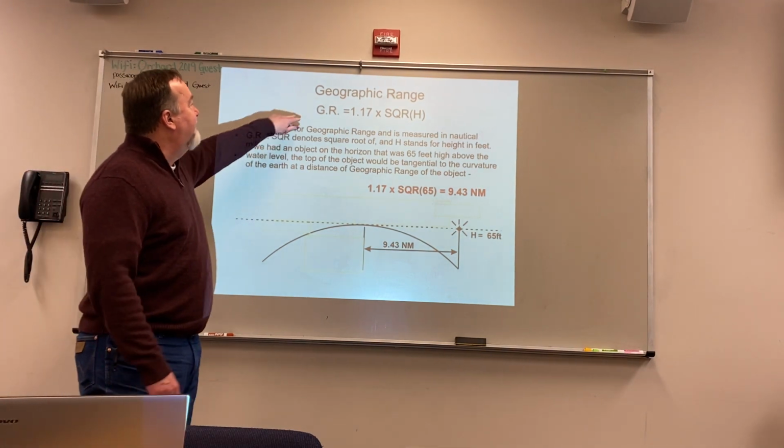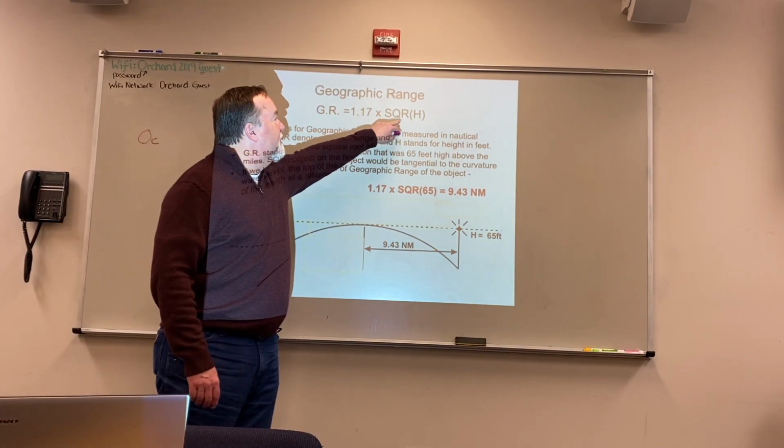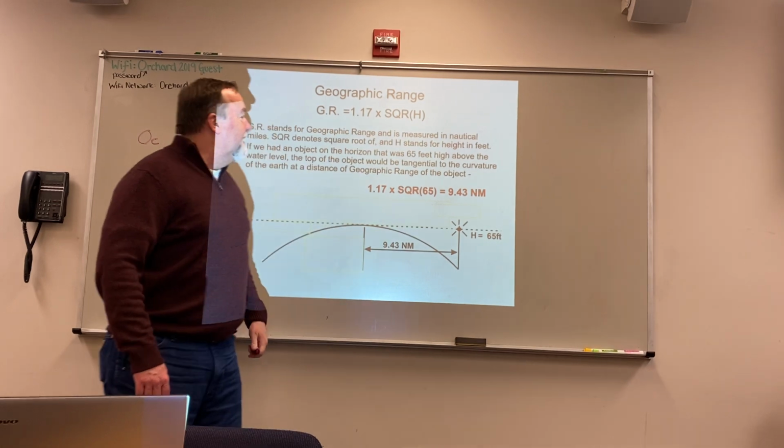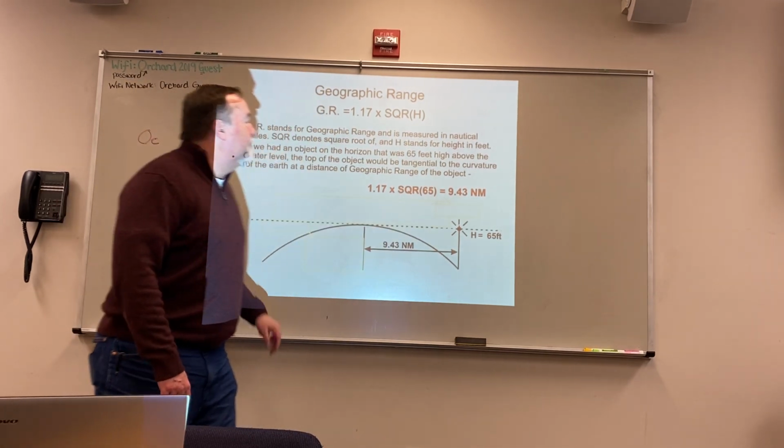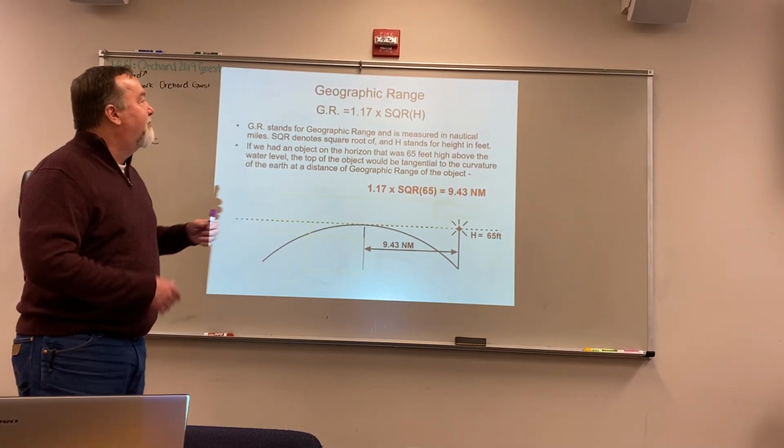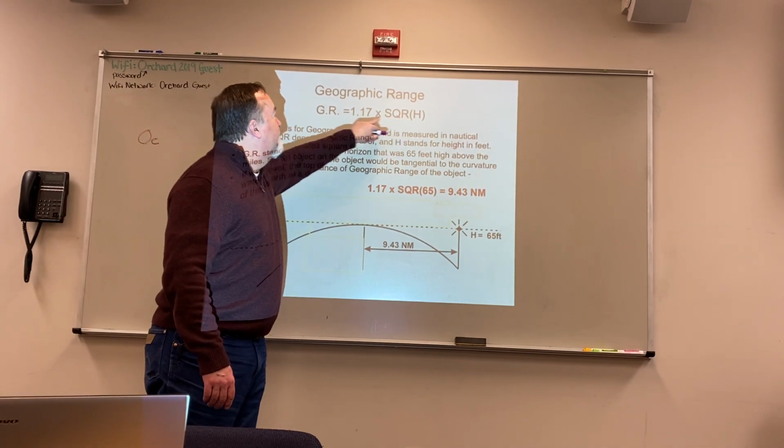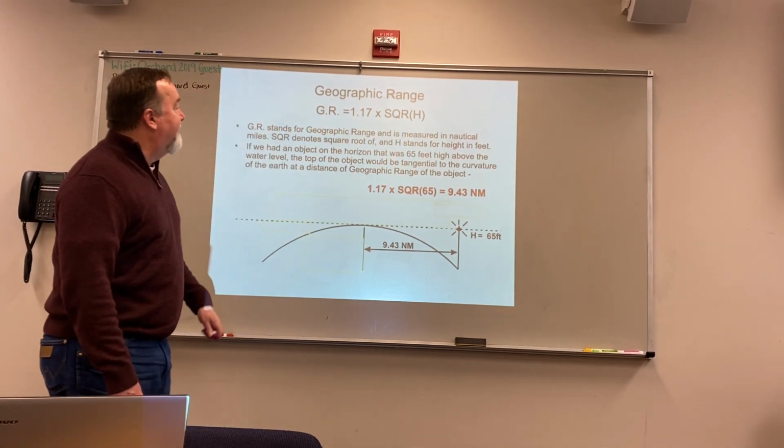Geographical range can be calculated based on an equation: the square root of the height in feet, either the height of a beacon or the height of someone standing off of a boat. The square root of the height in feet times 1.17 equals the geographical range.